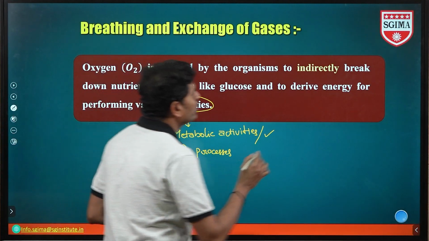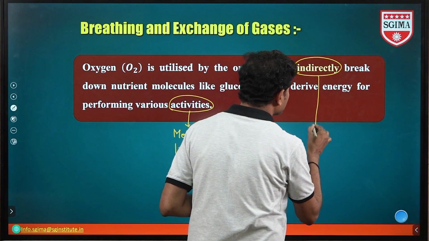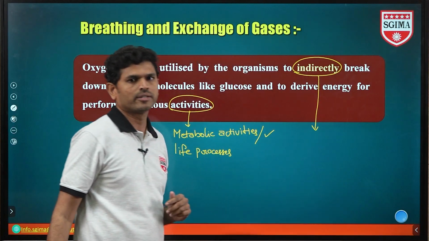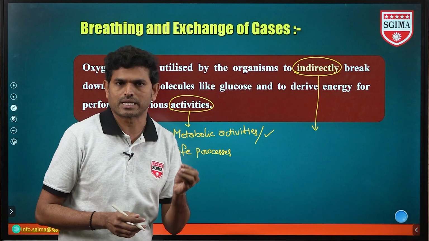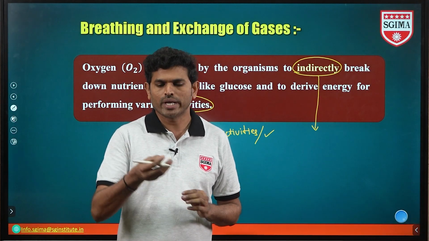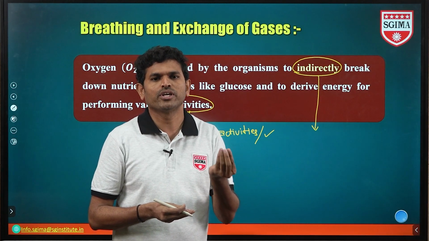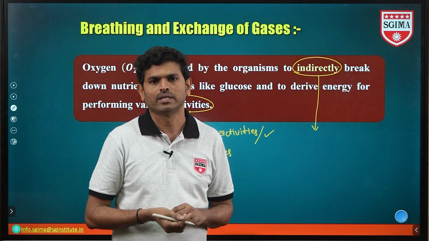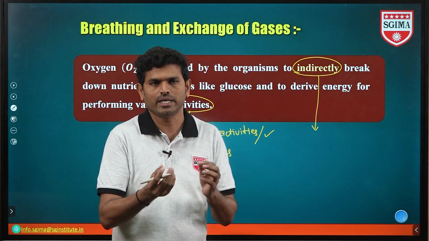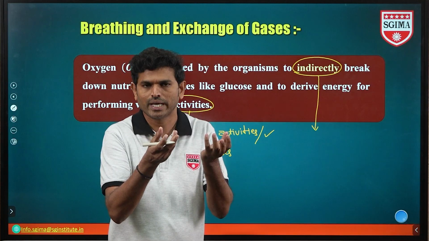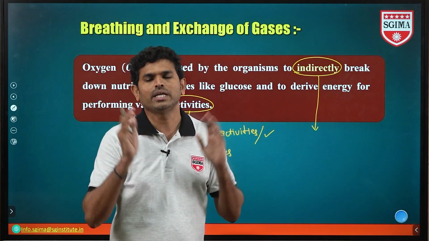And one more thing I want to clarify: why they have given indirectly here. What is the meaning of this indirectly? Suppose in laboratory conditions we are doing a simple experiment. We take one spoon, and in that spoon we take a little bit of sugar and directly heat it from below the spoon. Then it will melt and catch fire, and it is going to burn totally and release the energy all at once.